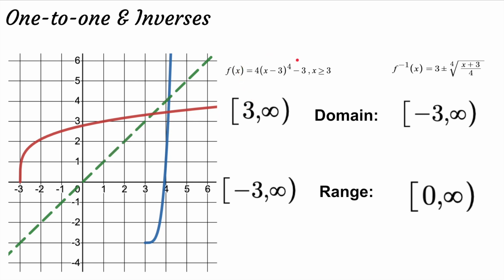The original function that had the restricted part has a domain of 3, included, to infinity, while the range would be -3 to infinity. The domain of the new function, the inverse of this function, would be -3 to infinity, and the range would be 0 to infinity.